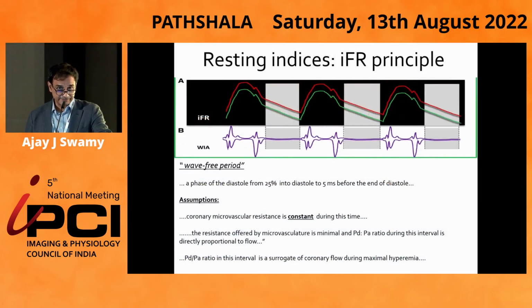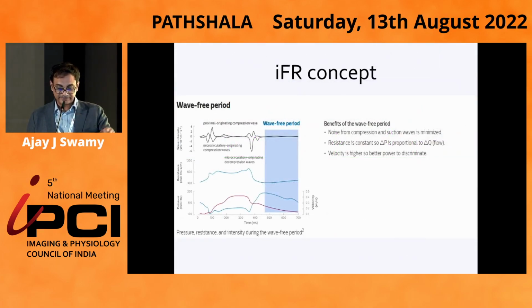Now, the resting indices. The iFR principle essentially depends on identifying a wave-free period, a phase of the diastole from 25% to 5 milliseconds before the end of diastole. The assumption made for this measurement is that the resistance offered by the coronary microvasculature is constant during this time. The resistance offered is minimal, and the Pd/Pa ratio during this interval is thus directly proportional to flow. And this is a surrogate of coronary flow during maximal hyperemia because the pressure gradient is maximum and flow is maximum in diastole. This is the wave-free period.